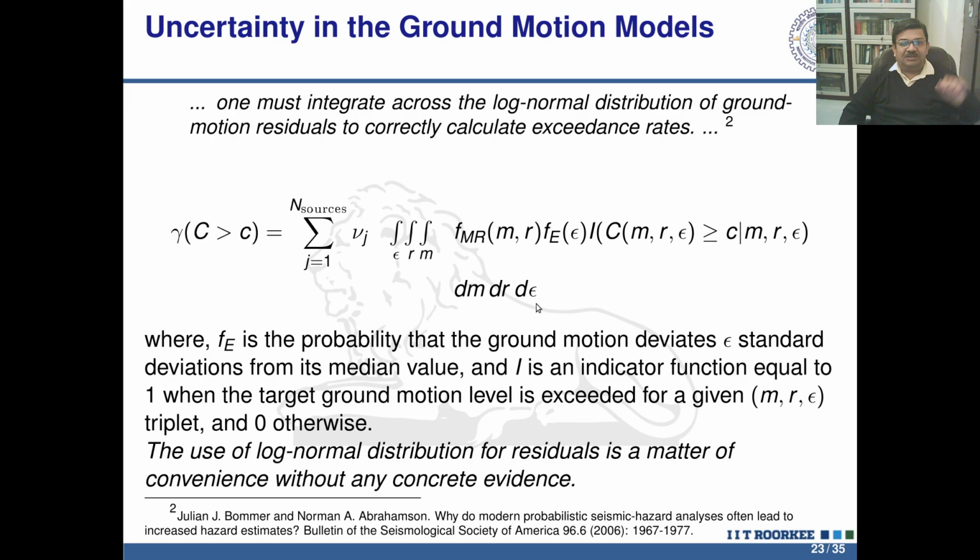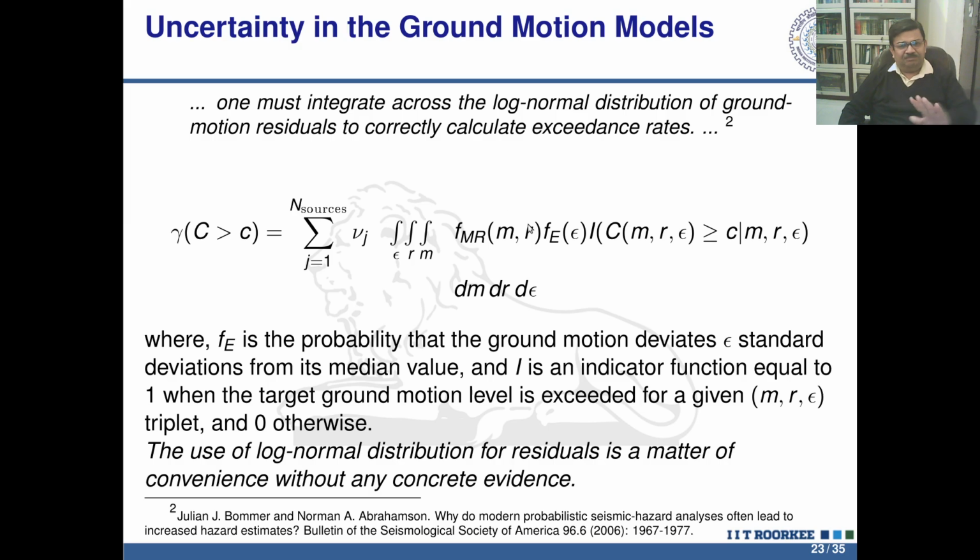So one more integral is added with respect to the residual, and that is the mathematical interpretation of PSHA. Once you assume this log normal, then one must integrate across the log normal distribution of ground motion residuals to correctly calculate the exceedance rate. Now, this is correct in a mathematical sense. It has no correlation with the actual physics of the problem. Right? They are just being so. Engineering is left aside, mathematics takes over without any physical basis, as I will show in subsequent terms.